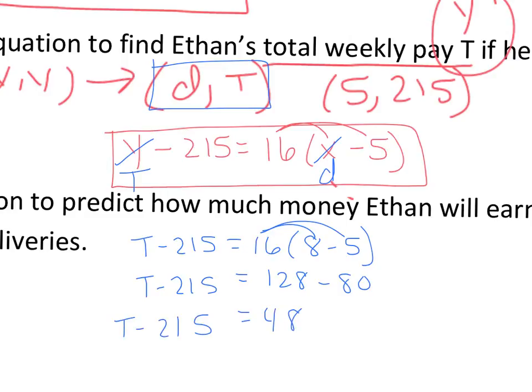So now I'm going to take 128, I'm going to subtract off that 80 and get 48. And then I'm going to add the 215 over to the other side. And when I do that, I'm going to end up with T equals $263. Okay, so now what this means is for 8 deliveries, he's going to get a total of $263. All right, and that concludes notes up to this section, and we'll finish the notes at a later time.